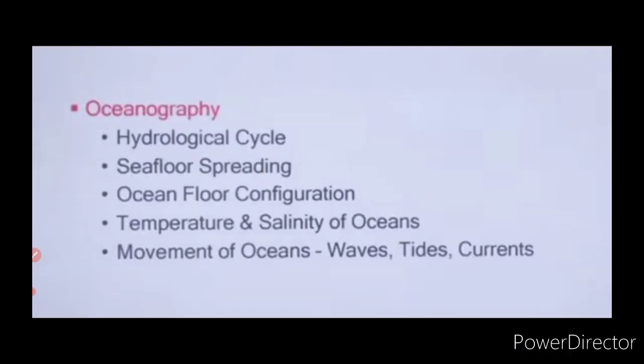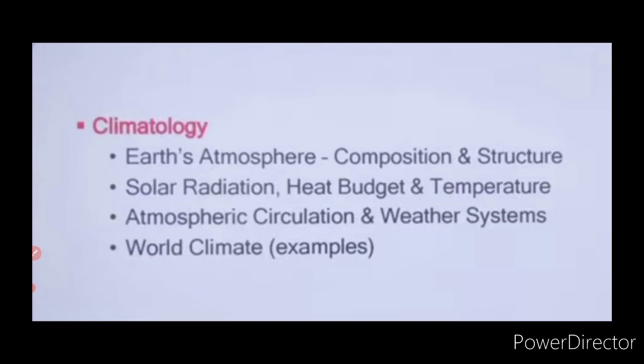This is very important. Then oceanography, so here hydrological cycle, sea floor spreading, ocean floor configuration, temperature and salinity of oceans and movement of it, so waves, tides and currents. Then climatology, so earth's atmosphere, composition and structure. Then solar radiation, heat budget and temperature, atmospheric circulation and weather system, and world climate, so its examples. So here moderate climate, Mediterranean climate, every type of climate will come here, basically just the examples.